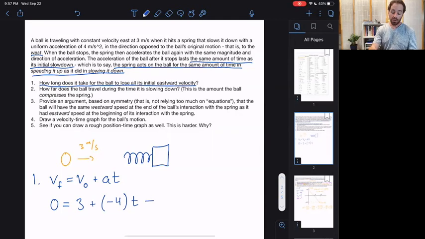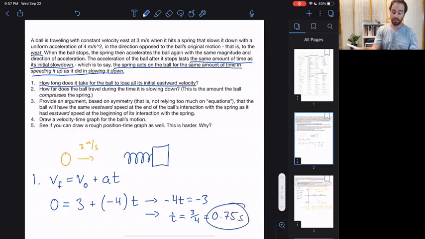We can solve this. Move the 3 to the other side, and we get negative 4t equals negative 3. Divide by negative 4, and t will be equal to negative 3 over negative 4. The minus signs cancel out. That's 0.75 seconds. So that's the answer to number 1.